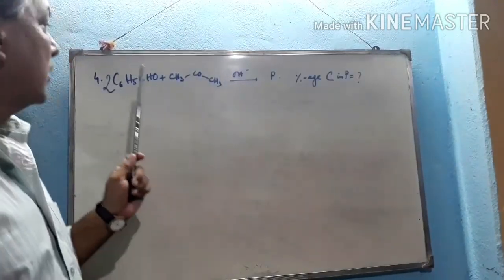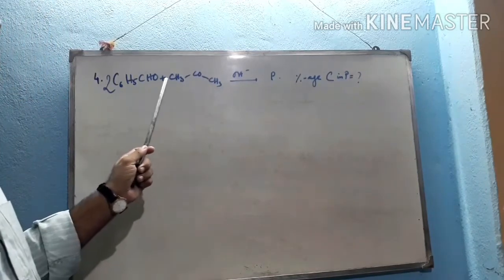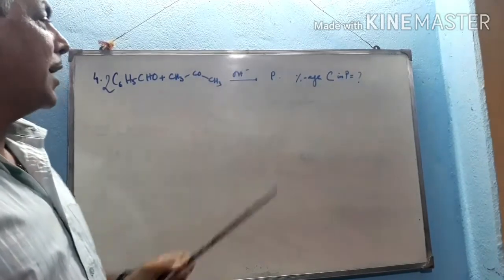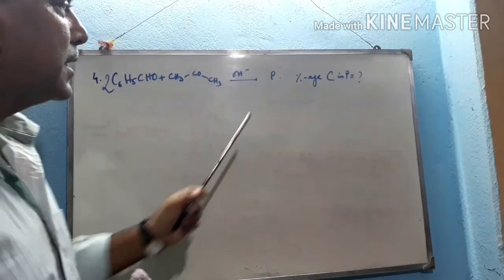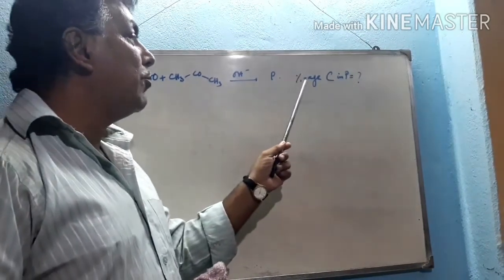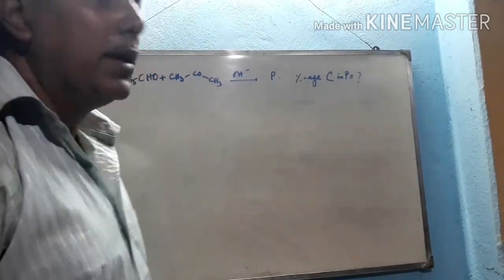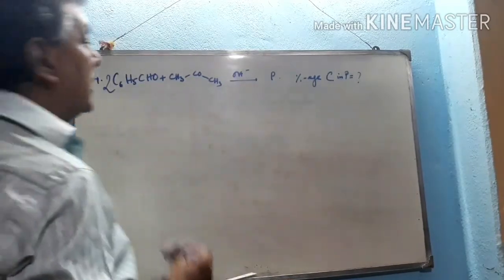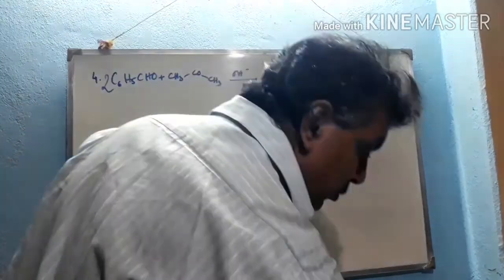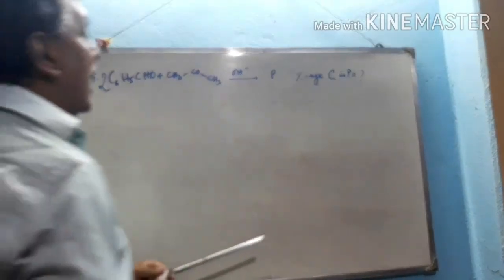Question number 4. 2 moles of benzaldehyde is treated with acetone in presence of alkaline medium. So it is an aldol type reaction. Final product is P. We have to find out the percentage of carbon in P. Benzaldehyde when treated with acetone in presence of OH minus gives the aldol product.